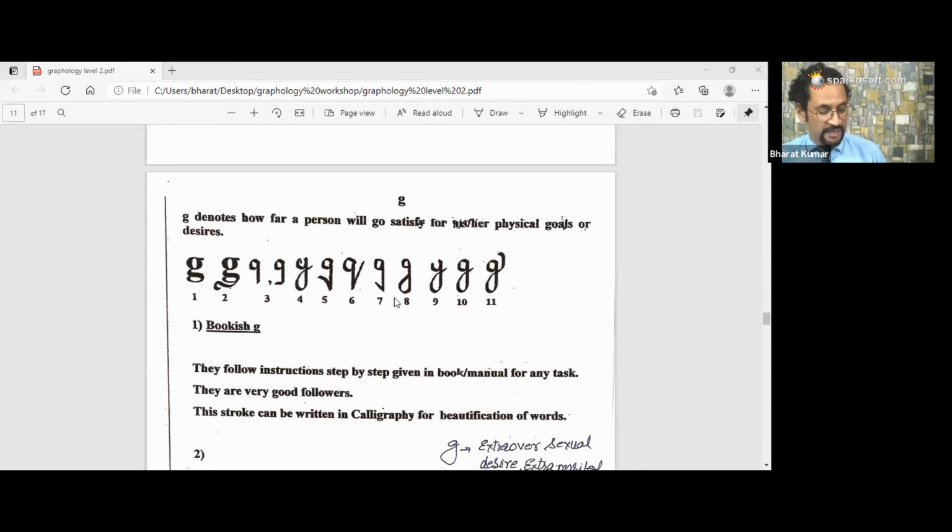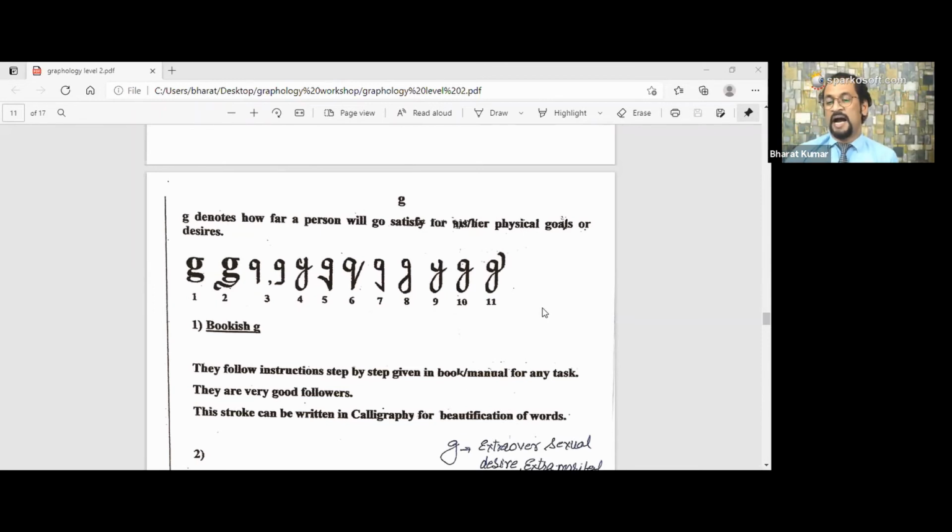Second type of G is very important. Check, this lower loop is moving back. These people have sexual issues like erectile dysfunction, or no interest in sex. Such kinds of issues may be there. So they are very much connected with the past life. Because of past trauma, they will take very little interest in their sexual life.